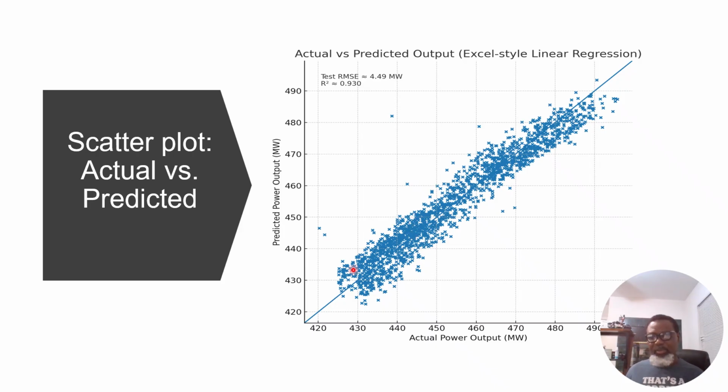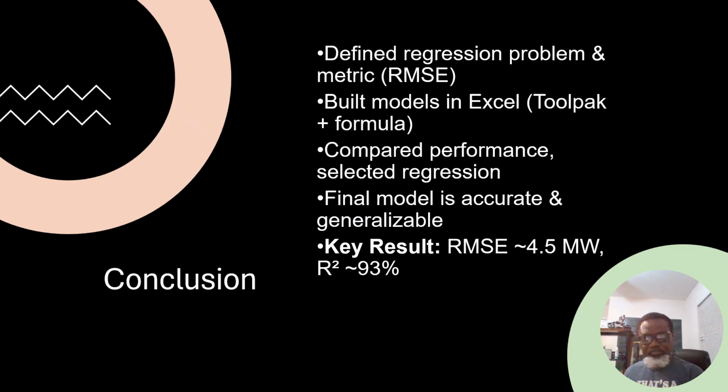To conclude, this project demonstrates how I used Excel to build a reliable regression model from data preparation through validation, model comparison, and finally evaluation. In summary, I defined the problem as regression with RMSE as the metric. I used all 4 features to build a multiple regression model in Excel, validated it and compared it, and finally demonstrated strong accuracy with an R2 of 0.93 and an RMSE of 4.5 megawatts on a test set.